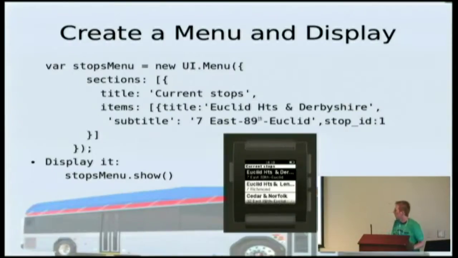So first things first, let's create a stops menu. In Pebble, you just use the library UI.menu. It takes sections, which takes a title.